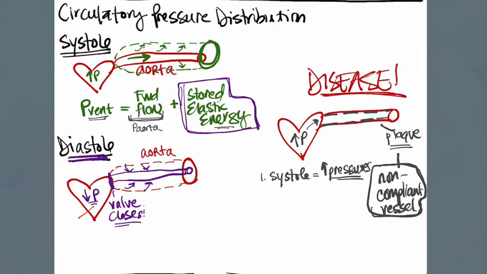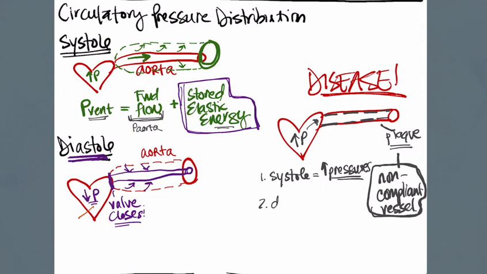When the volume of a system gets larger, the pressures go down. If we can't stretch the walls during systole, you would expect higher than normal pressures during systole. Blood pressure goes up. Systolic blood pressure goes up.